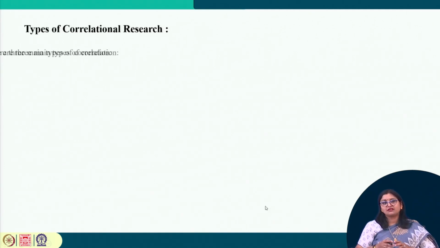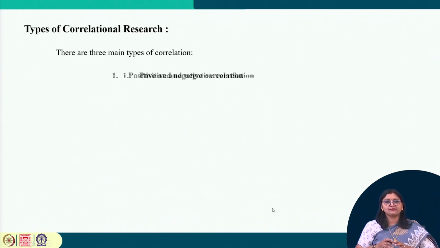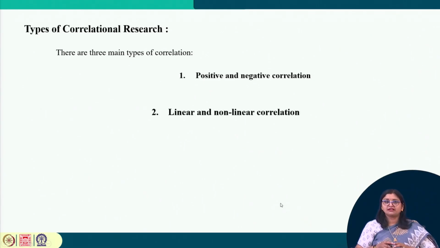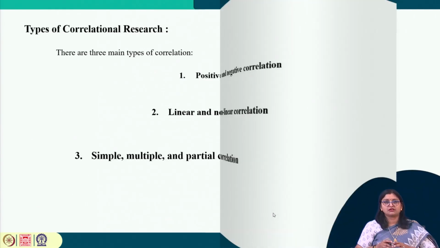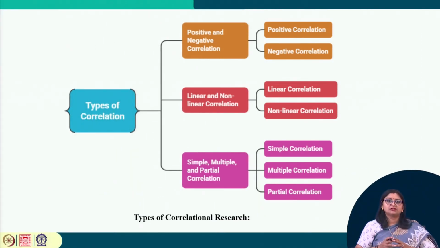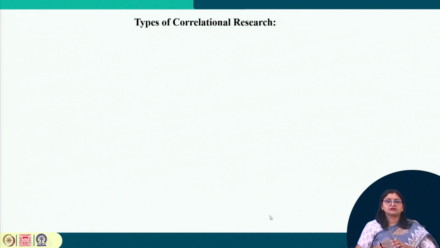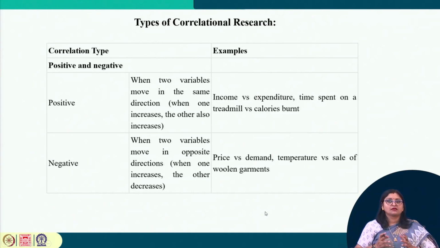So, the types of correlational research: there are three main types of correlation. The first one is positive and negative correlation, the second one is linear and non-linear correlation, and the third one is simple, multiple and partial correlation. So, we will go through the types of correlation. I have tried to make it visually representative: the positive and negative correlation, the linear and non-linear, and the third one, simple, multiple and partial correlation. So, let us go one by one regarding these types of correlational research.